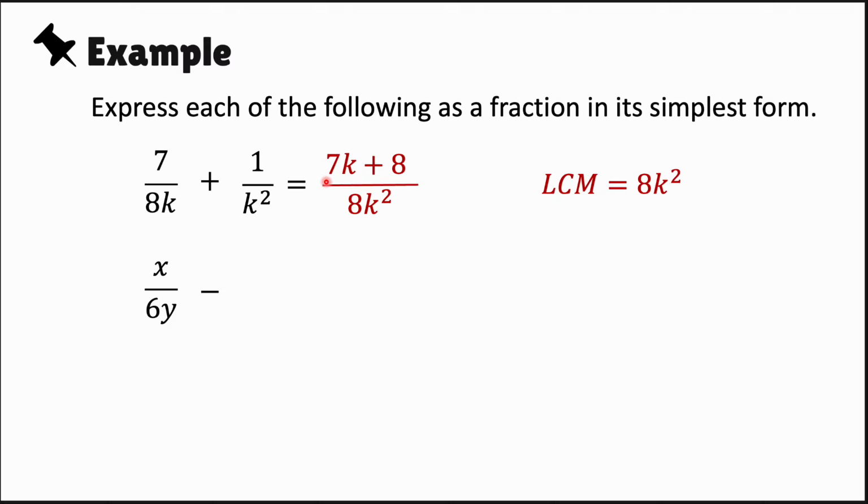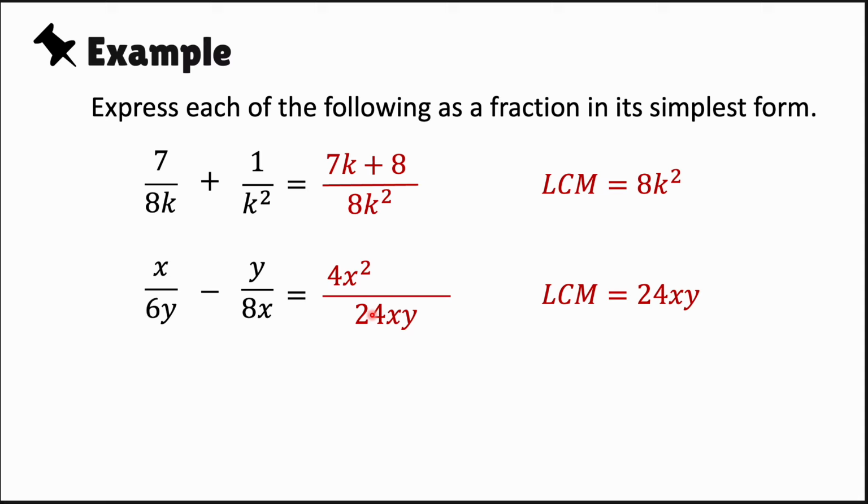Another example, x over 6y minus y over 8x. So the LCM of 6 and 8 is 24. Then we just need to get the factors x and y. So the LCM is 24xy. Whatever the LCM, that's your denominator. Then let's do the same thing. 24xy divided by 6y, you will get 4x. Times x, you have 4x squared.